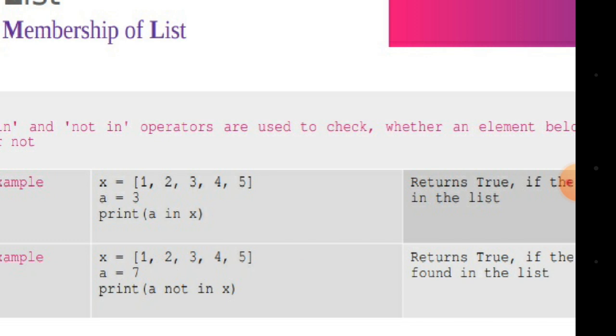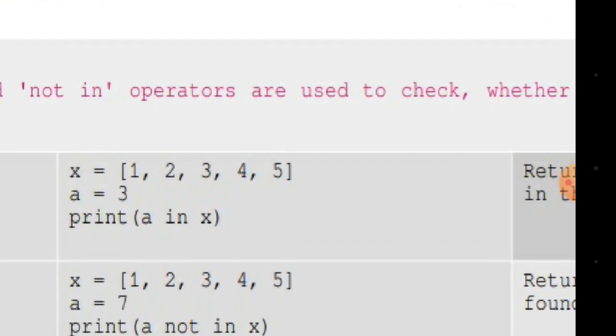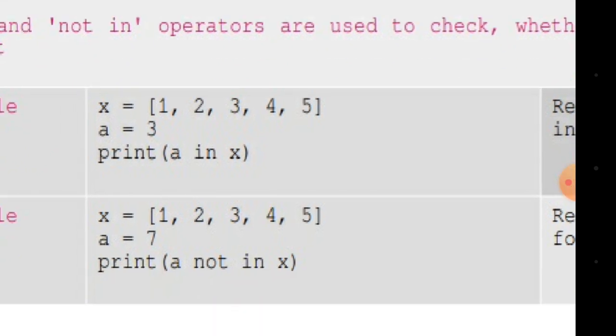For example, if we assign the list 1 2 3 4 5 to the variable x, and a is equal to 3, and we write print a in x, here we are checking whether 3 is present in the list or not. If it is present, the return value will be true, and if it is not, it will be false.